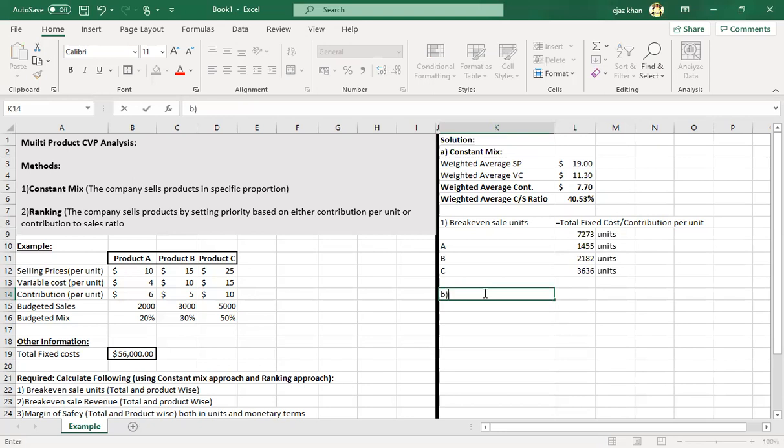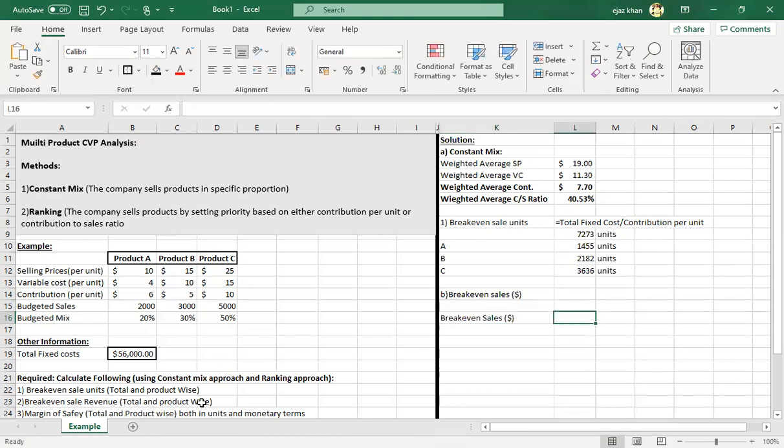Then the next thing is to calculate the break even sales revenue, total and product wise. Now, break even sales revenue in dollars could be calculated by using this formula: total fixed cost divided by CS ratio. This was the same in case of single product CVP as well. All we have to do is to use the weighted average figure for the CS ratio.